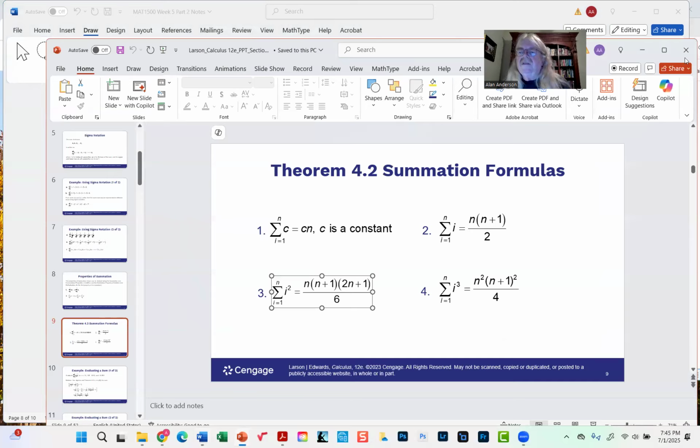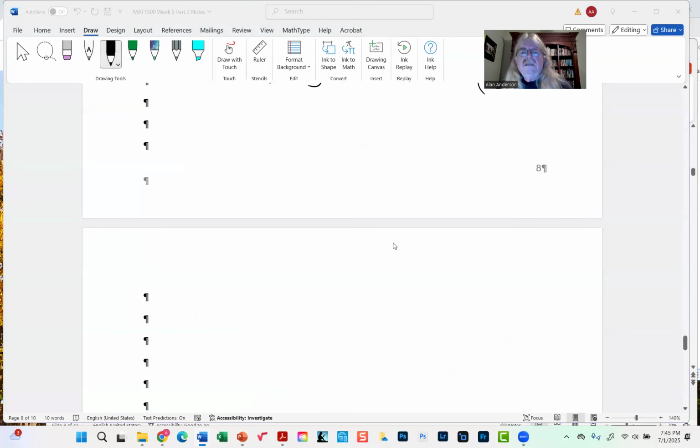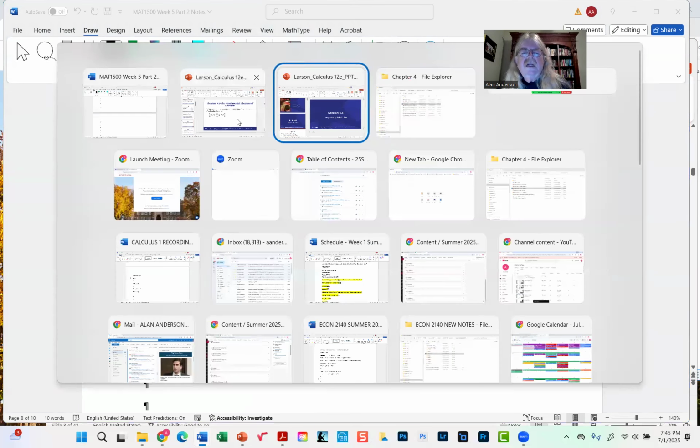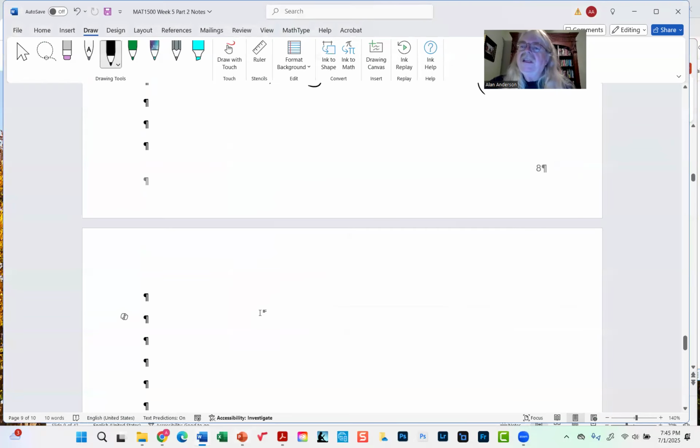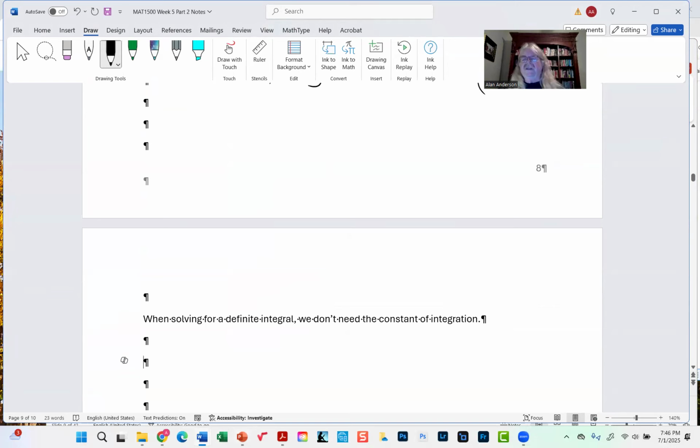Oh, no, that's not it either. All right, here we go. Oh, and yes, they mentioned it again. I think I mentioned earlier, when you're solving for a definite integral, we don't need the constant. Okay, so that's one of the differences between definite and indefinite integrals.